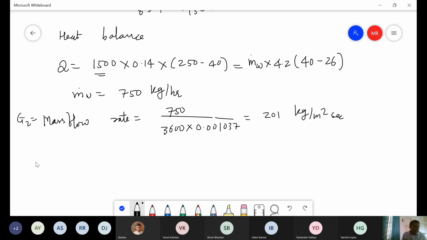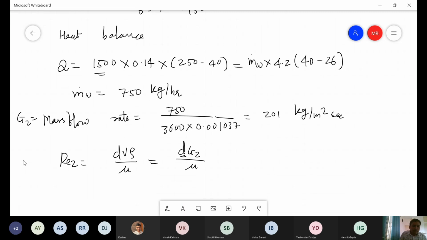Okay. Now we have to calculate the Reynolds number for the flow through the annular region. So that is Reynolds number 2. That will be dV rho by mu, which is also given as dG2 by mu. But what is this diameter going to be, because here we are looking at the annular region? For the annular region, the diameter should be the equivalent diameter. So let's calculate the equivalent diameter of the annular region.